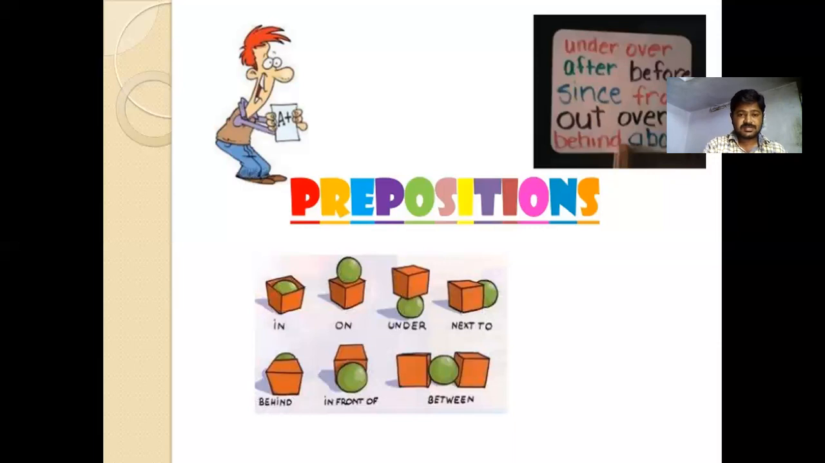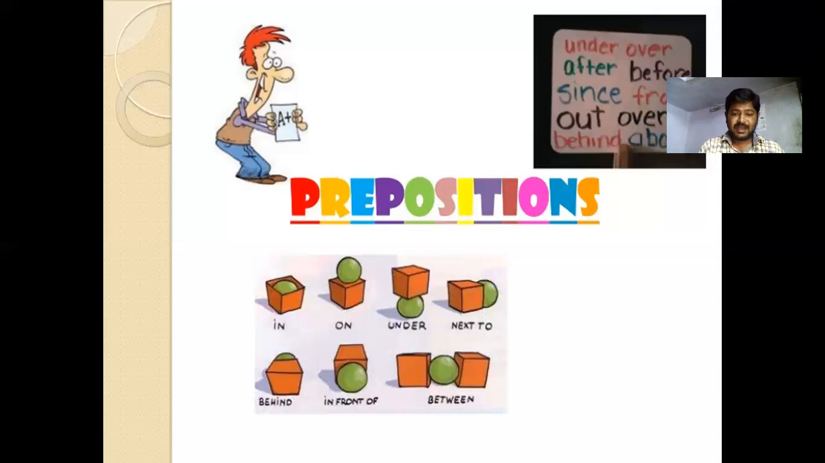So, as we are discussing the preposition, look at the boxes here. There you can find: the ball is in the box. In is a preposition. The ball is on the box. On is a preposition. The ball is under the box. Under is a preposition. The ball is next to the box. Next to is also a preposition here.